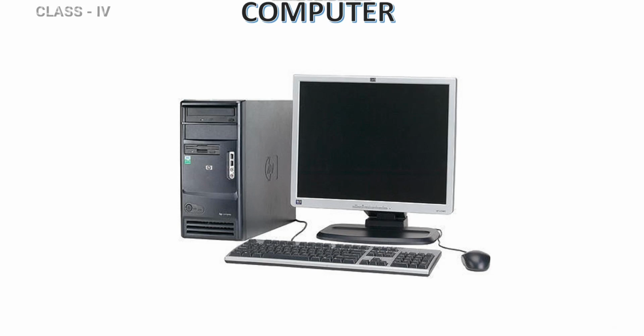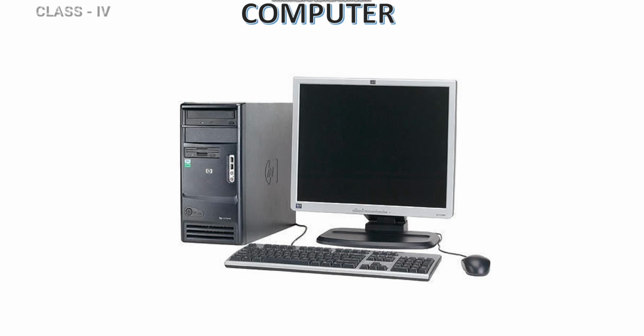This week we are starting with a new chapter, that is input, output, process and storage devices. As you can see on the screen, we have a computer with main parts. A computer has four main parts without which we are unable to work on it. We have the CPU, keyboard, mouse and monitor.